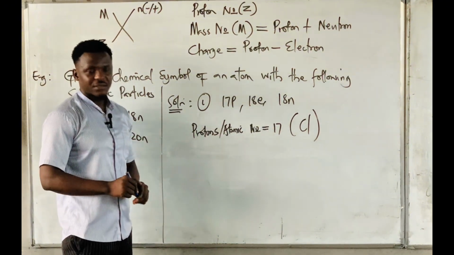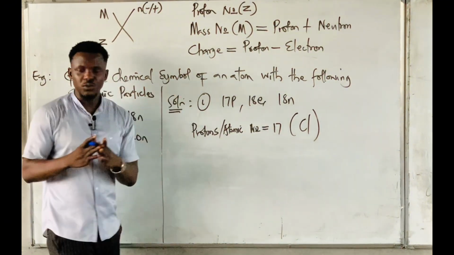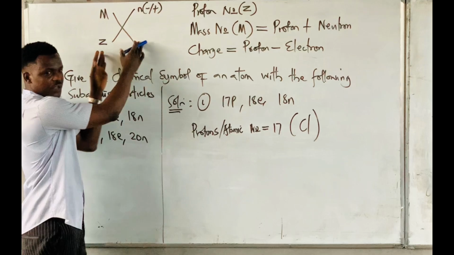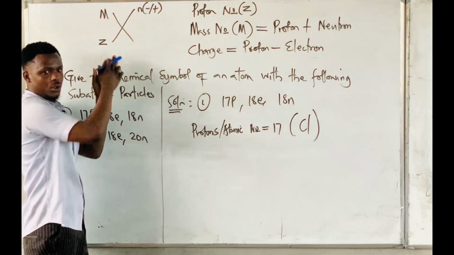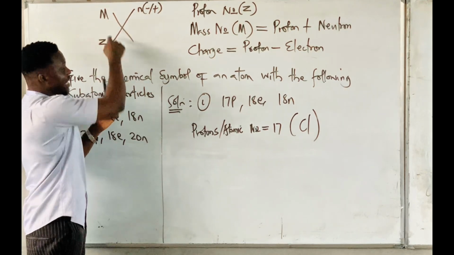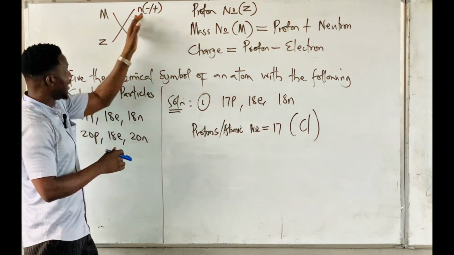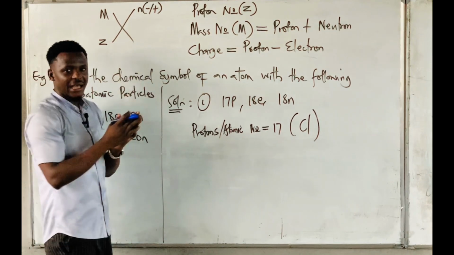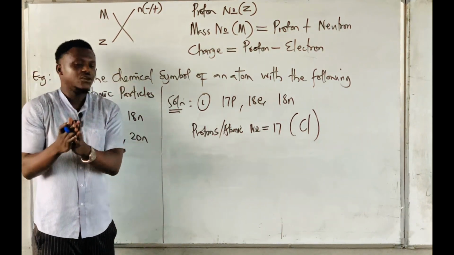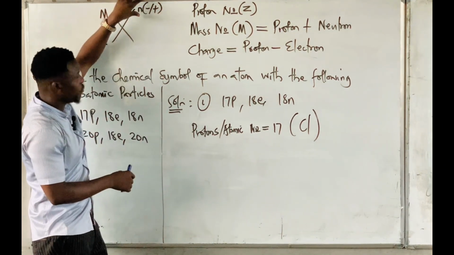Take note of that. I said, if you want to get your chemical symbol, this is a general representation of a chemical symbol of an atom. This Z stands for the atomic number or the proton number. This M stands for the mass number. And this N is actually optional depending on whether that particular guy would have a charge. If that guy doesn't have a charge, nothing will be here.